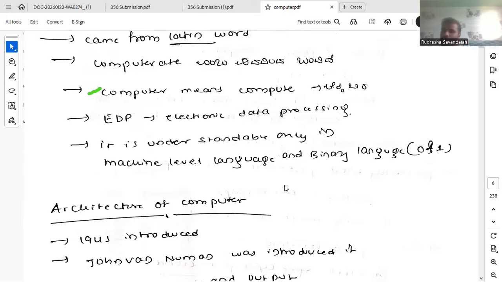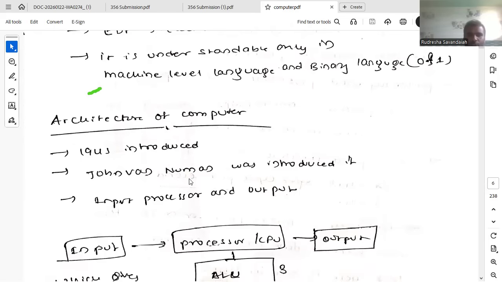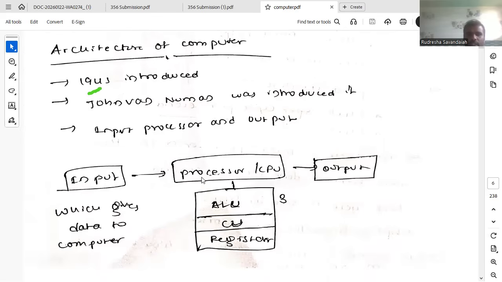Stable only at machine level. See, in the architecture of a computer, just look here. In 1945, John von Neumann introduced the model with input, processor, and output.